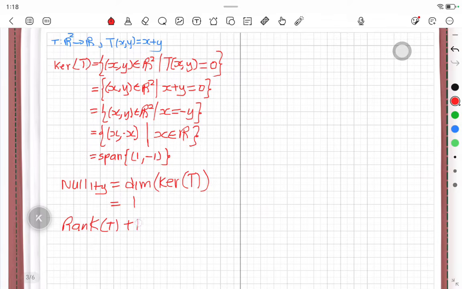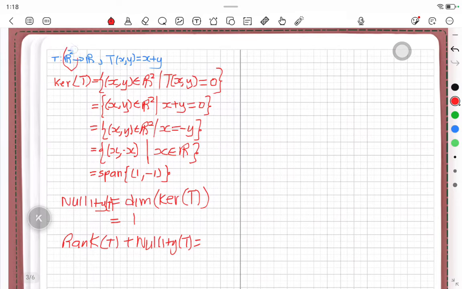Rank plus nullity. Actually, I should have said nullity of T, which is equal to the dimension of what? What is our domain here?